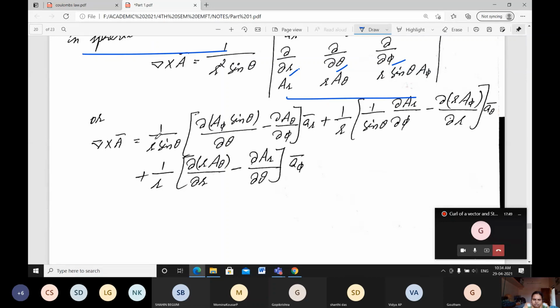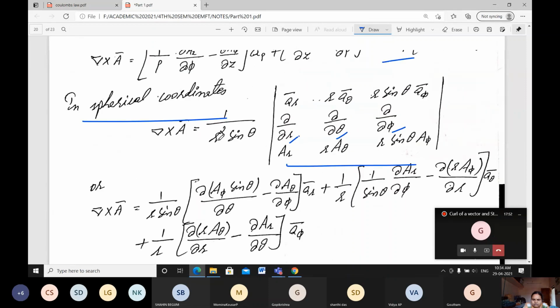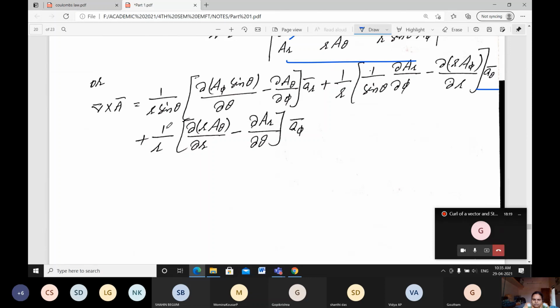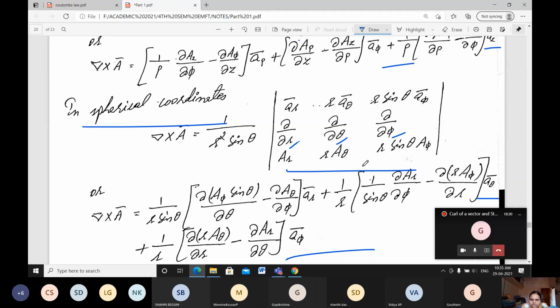Del cross vector A is going to be 1 divided by r sin theta, dou A phi sin theta divided by dou theta minus dou A theta divided by dou phi, into ar, plus 1 by r, into 1 by sin theta dou Ar divided by dou phi minus dou r A phi divided by dou r, into a theta, plus 1 by r dou r A theta divided by dou r minus dou Ar divided by dou theta, into a phi. You just have to find the determinant of this matrix, the same method you used previously in your mathematics. Here also you have to write this.